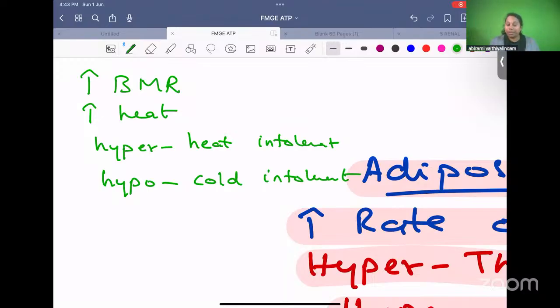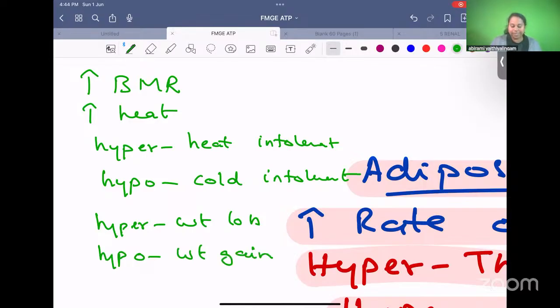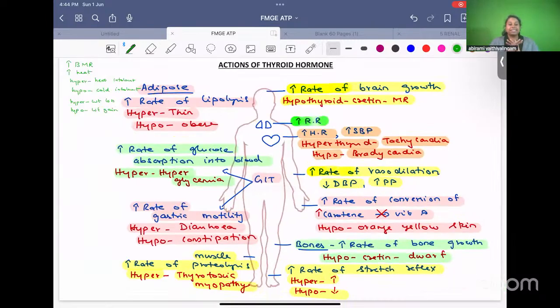Because of all the metabolisms, in hyperthyroid patients, everything is broken down. So they have weight loss. And in hypothyroid patients, metabolism is less. So they have weight gain. So all these are various rates increased by the thyroid hormone. You just remember the word rates. That's all. Let's just go through this.